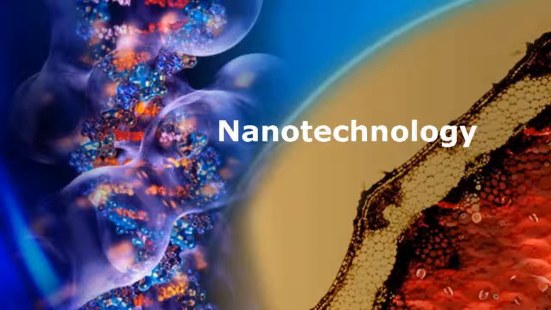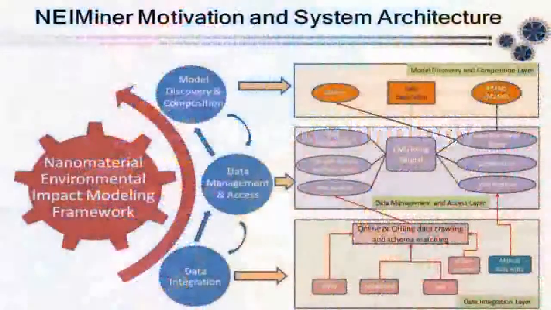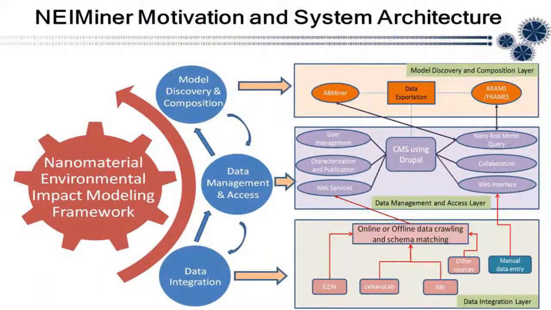toxicity. Intelligent Automation Inc. is developing a model-driven data mining system for studying environmental impact of nanomaterials, NEIMiner, which consists of 4 components: nanomaterial environmental impact, NEI, modeling framework, data integration, data management and access, and model discovery and composition. The NEI modeling framework defines the scope of NEI modeling and strategy of integrating NEI models to form a layered, comprehensive predictability similar to the framework for risk analysis of multimedia environmental systems, FRAMES.